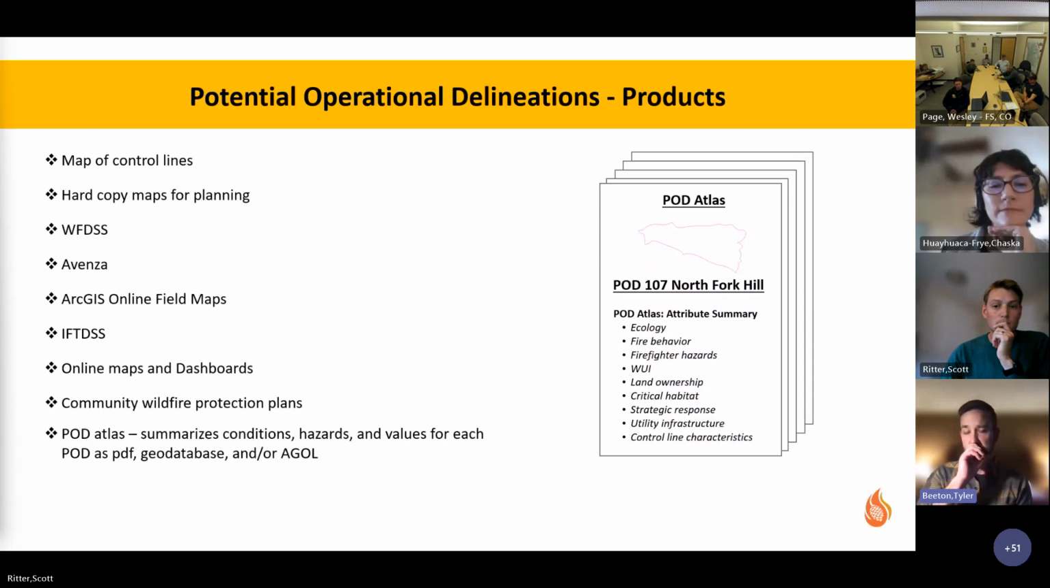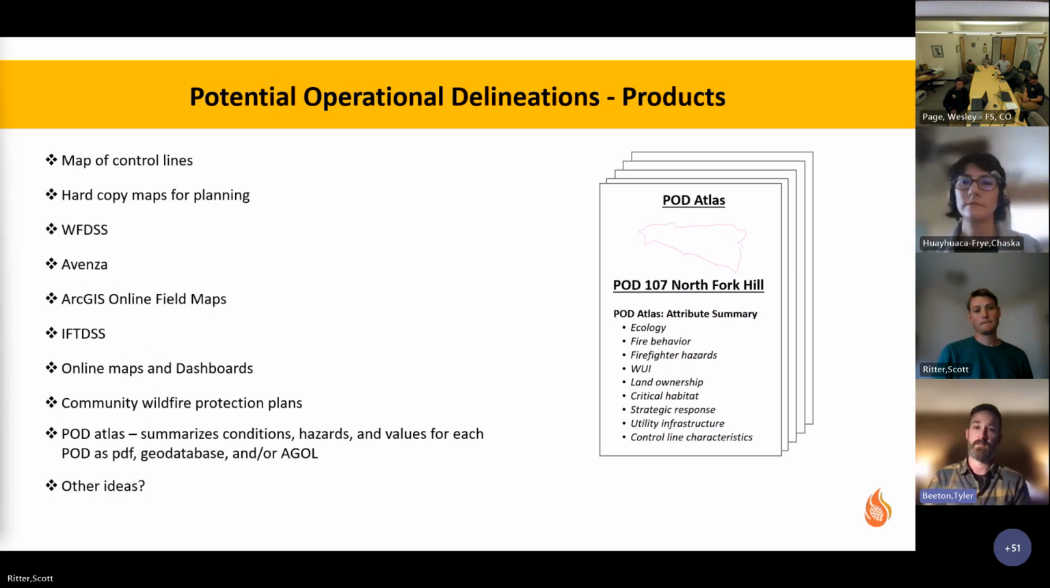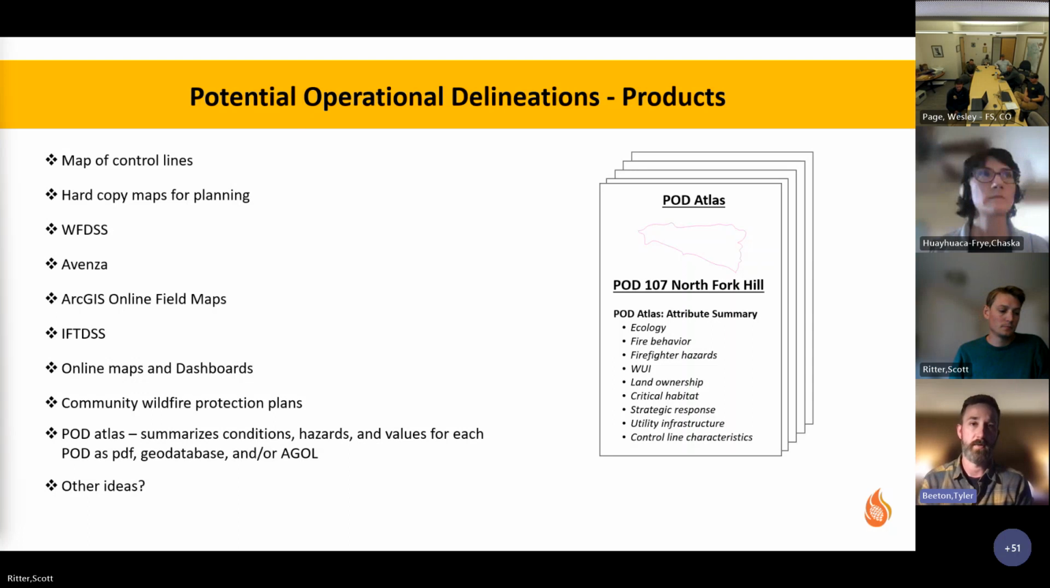So at the end of the day, after you get your PODS lines developed, there's a number of products that come from this, from the very basic to some more analytically heavy products, I would say. So at the very basic level, you have a map of the control lines, hard copy maps for planning. We're seeing them integrated within WFDS, Avenza, Field Collector, online maps and dashboards, and we're seeing them more and more used in community wildfire protection plans.